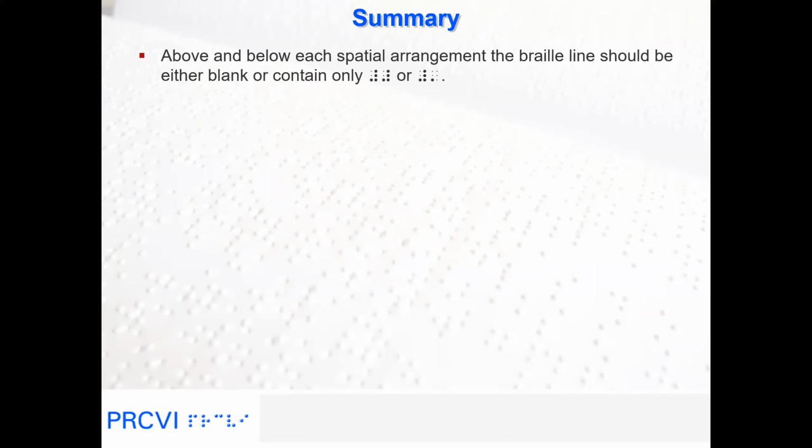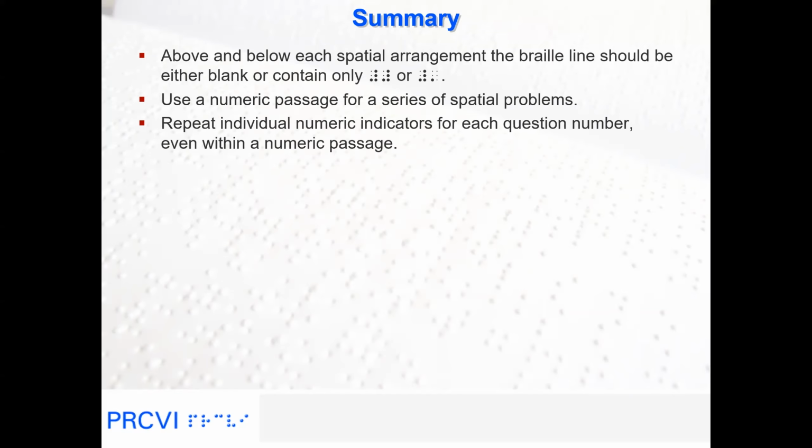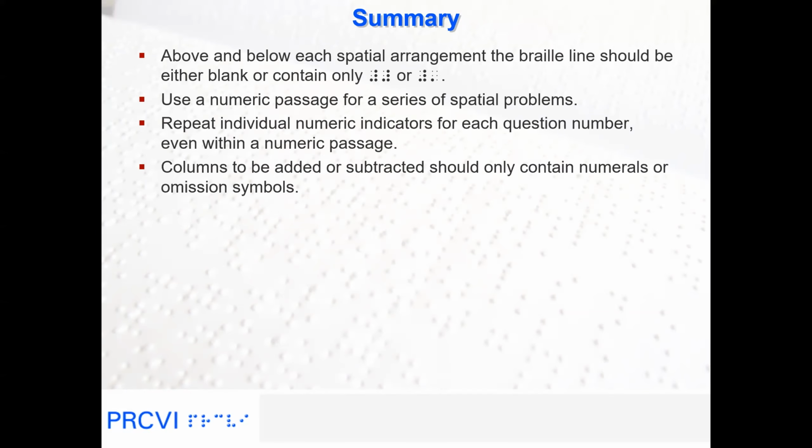Let's summarize what we have gone through in this webinar so far. Above and below each spatial arrangement, the Braille line should be either blank or contain a numeric passage indicator or numeric terminator. Use a numeric passage for a series of spatial problems. Repeat the individual numeric indicator for each question number, even within a numeric passage.